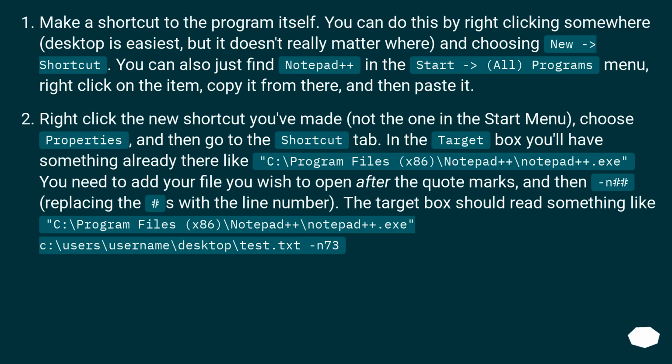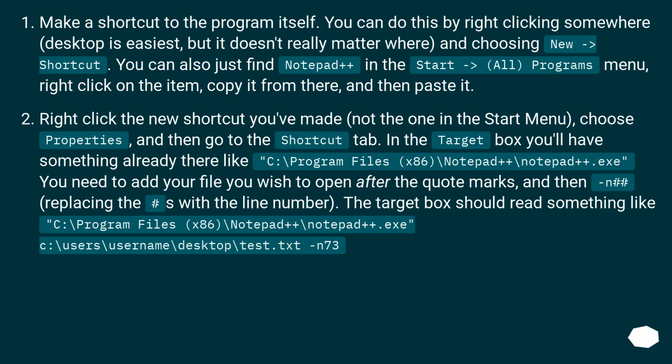Make a shortcut to the program itself. You can do this by right-clicking somewhere, desktop is easiest, but it doesn't really matter where, and choosing New > Shortcut. You can also just find Notepad++ in the Start > All Programs menu, right-click on the item, copy it from there, and then paste it.